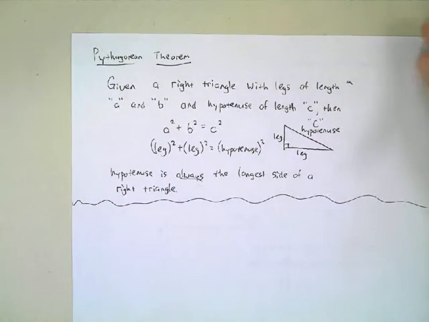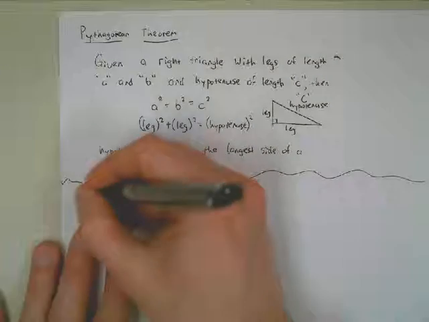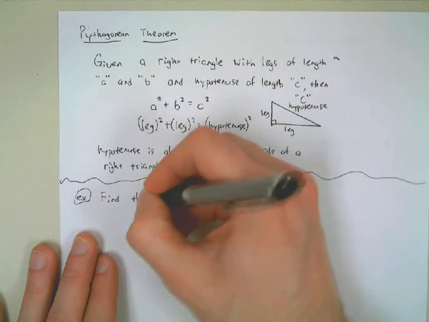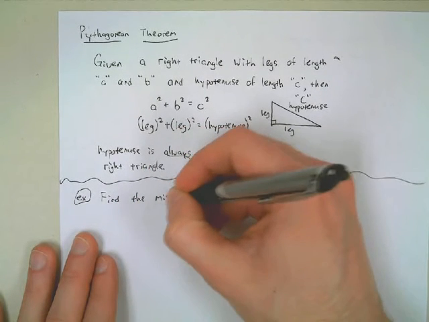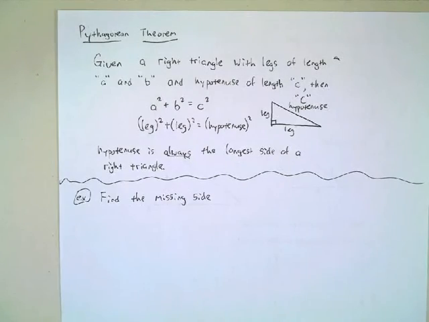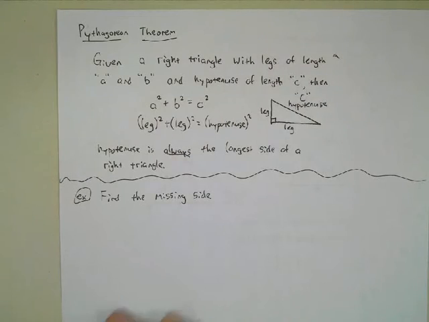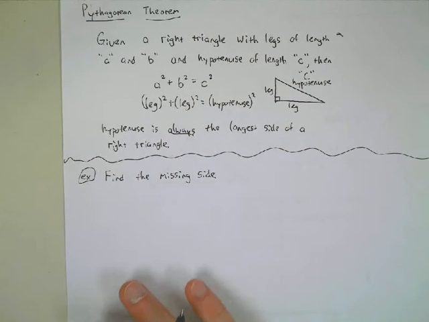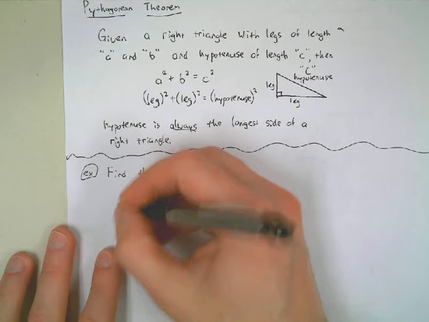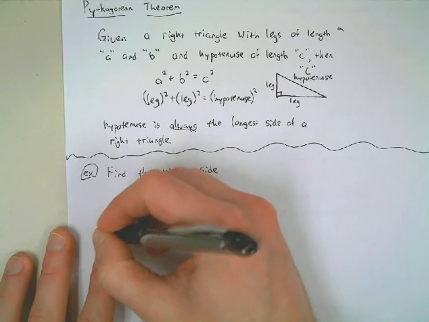So, let's find the missing side. Okay, we're going to find the missing side of our triangle here. Okay, so here's our first triangle. Okay, it's a right triangle.